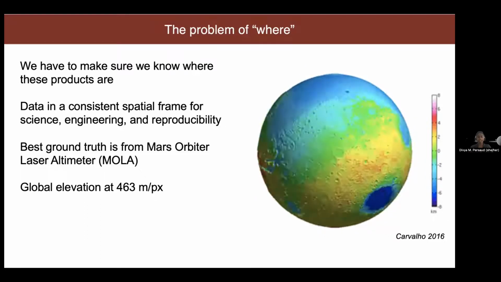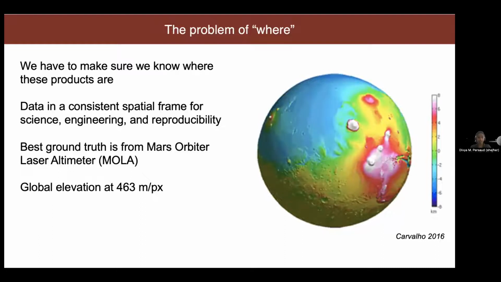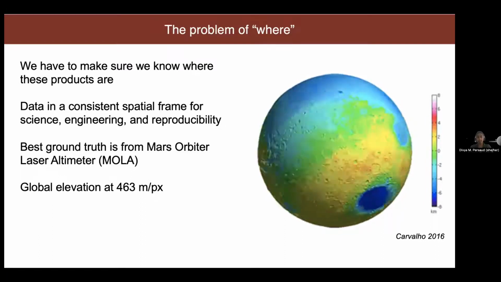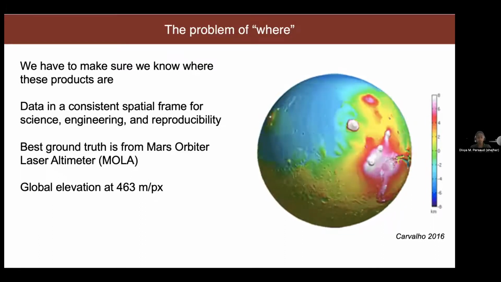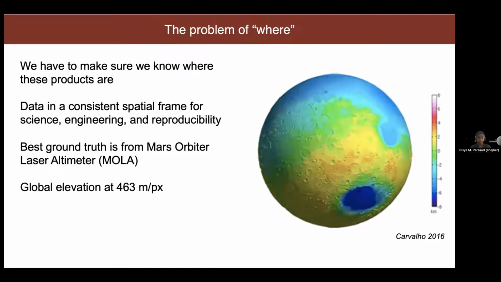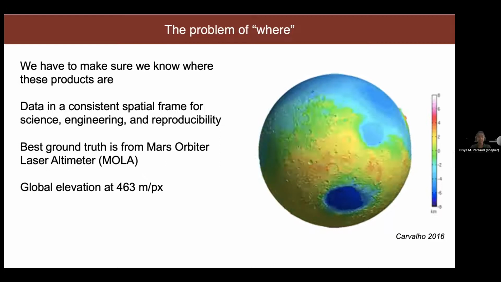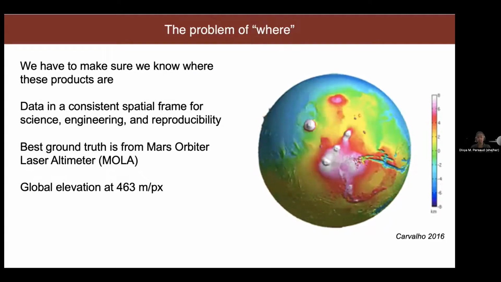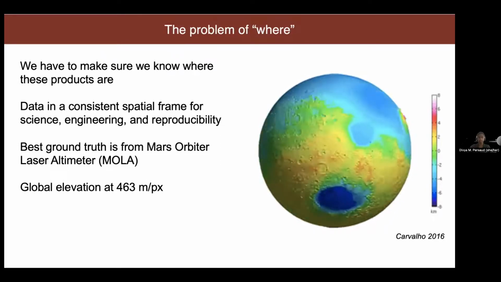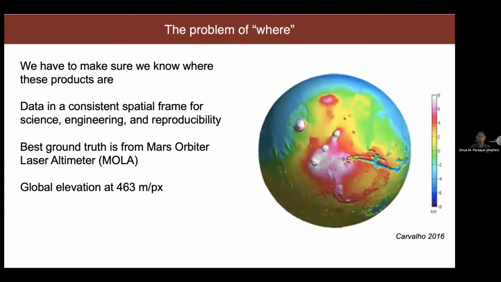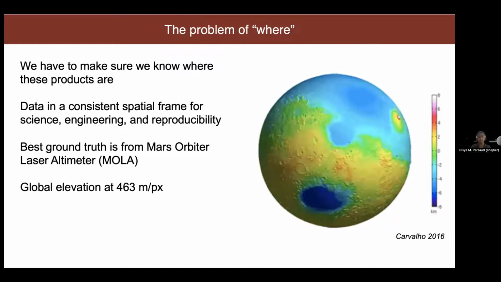The way we do that is we look at the ground truth that we have. For Mars, we're really lucky. We had this instrument called the Mars Orbiter Laser Altimeter. This was a laser in orbit around Mars on a spacecraft, and it shot these pulses down to the surface, measured the time for return, and extracted elevation data.